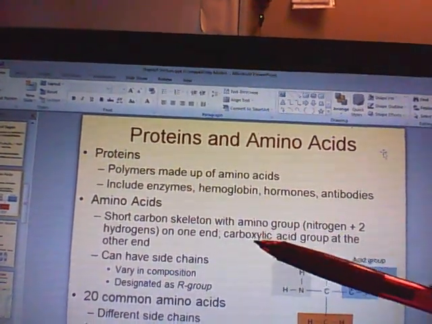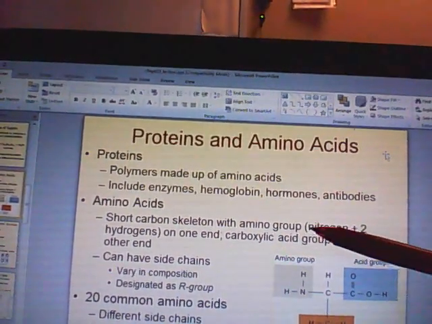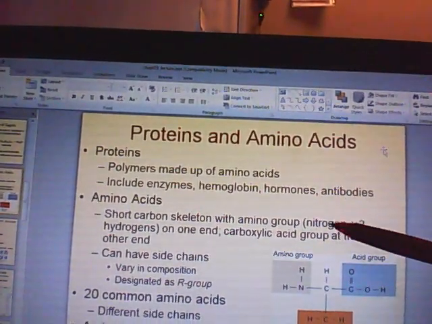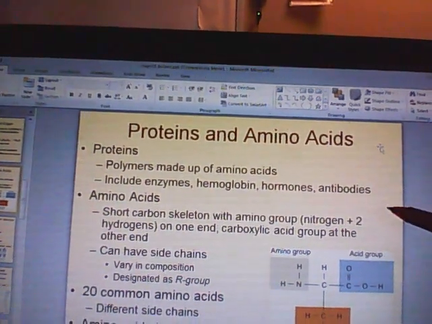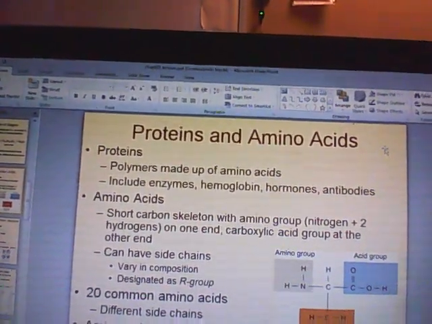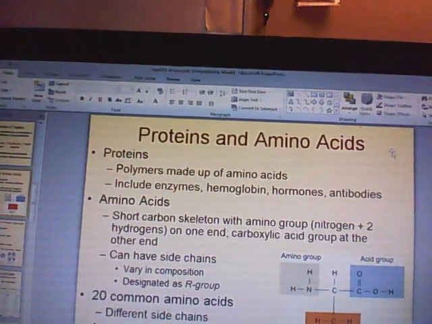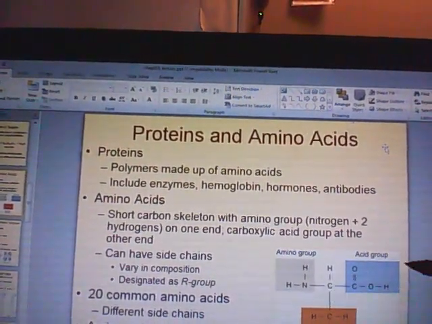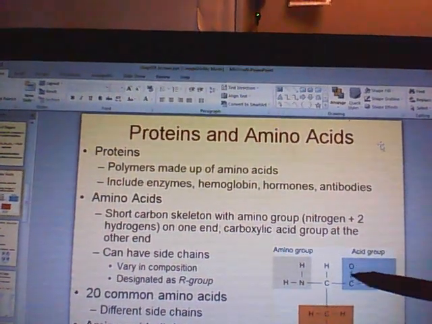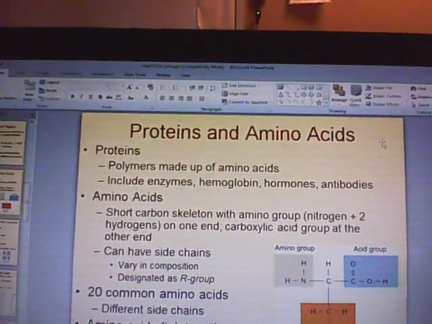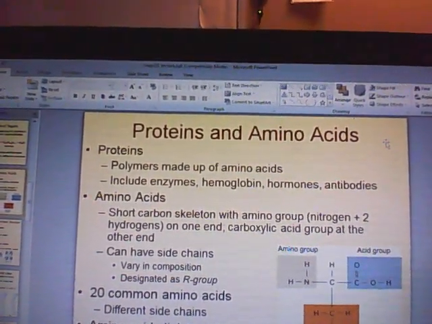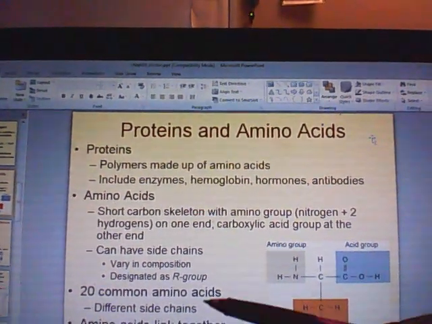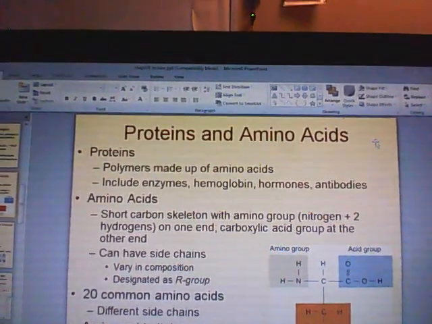Proteins include all of your enzymes in the body, hemoglobin, which is in your blood, all of your hormones, and we know about those, and antibodies, which help your immune system. So amino acids have a certain look to them. They have this amino group here, having a nitrogen and two hydrogens, an acid group, the C double bond O, OH, and then this side chain R group. This R group is what makes amino acids different.